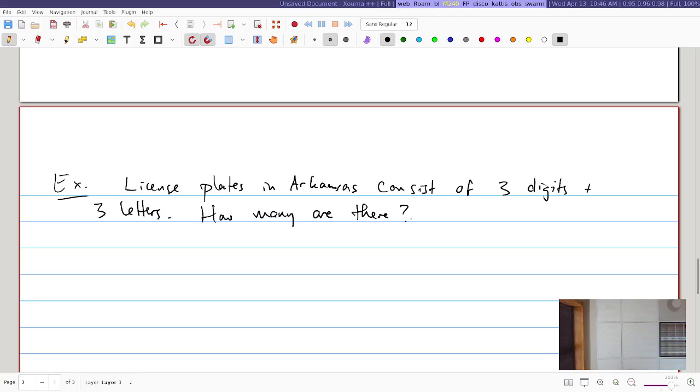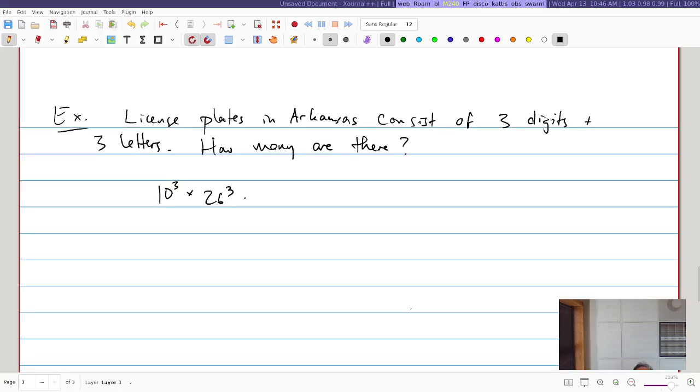Yeah. 10 cubed by 26 cubed. Right? All the choices are independent. The digits give us 10 choices each, and the letters give us 26 choices each. So I don't know what that is. It's maybe around 1 million. I don't know. This doesn't seem like enough, actually.